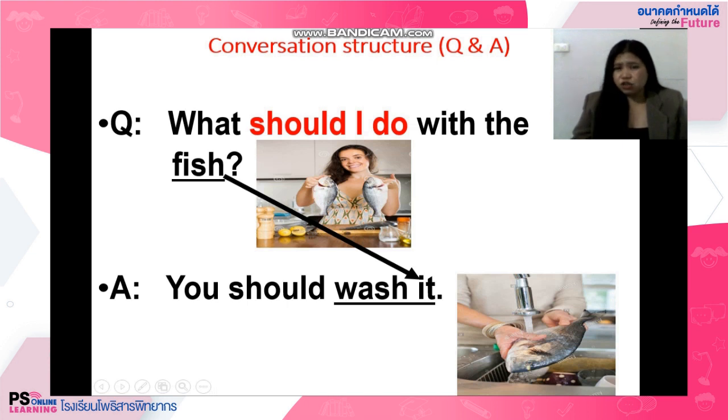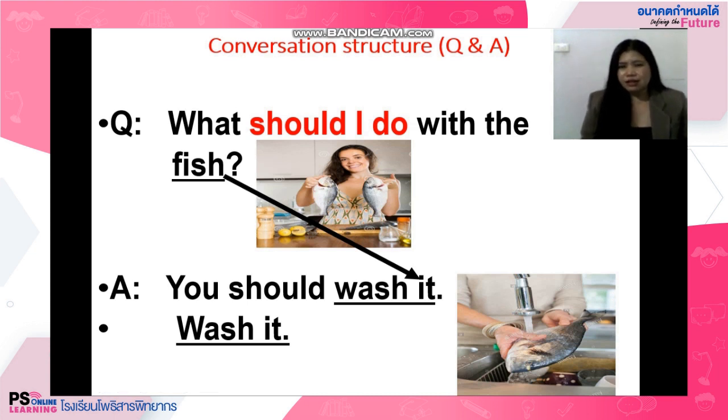Or for your answer, you don't have to say you should. You just say wash it. Okay, wash it. That is a command. That is the thing that must be followed. What should I do with the fish? Wash it. Or what should I do with the fish? You should wash it. It's okay. All right. So you can say wash it or you add you should, no problem.